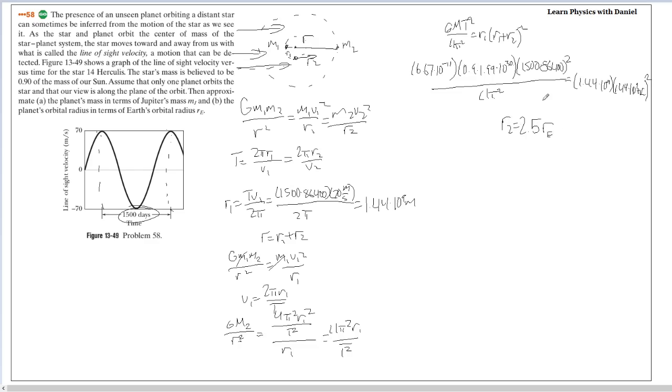re. Alright, so from here we can find the other value we wanted, which was M2. So we set G M1 M2 over r squared equal to M1 v1 squared over r1. We can cancel M1s and solve for M2 by doing M2 equals v1 squared r squared over G r1. So if you plug in all your known values, which includes v1 is 70 meters per second, r is r1 plus this r2, and G and r1, of course, you should get that M2 equals 3.7 MJ, which is the mass of Jupiter.